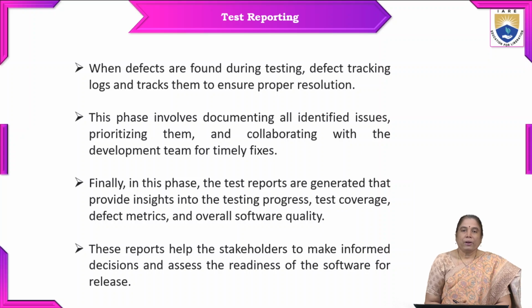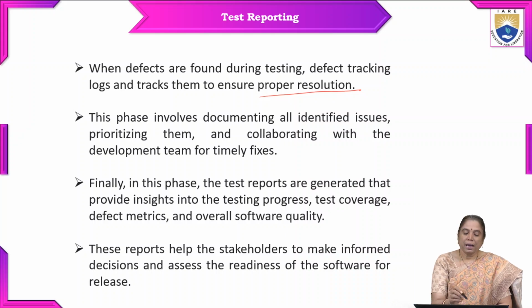The identified bugs can be posted in the defect profile. These defect tracking logs track them to ensure proper resolution, so the identified bugs can be properly resolved. This phase involves documenting all bugs or faults that are identified, prioritizing them, collaborating with the development team, and fixing these defects in a timely manner.